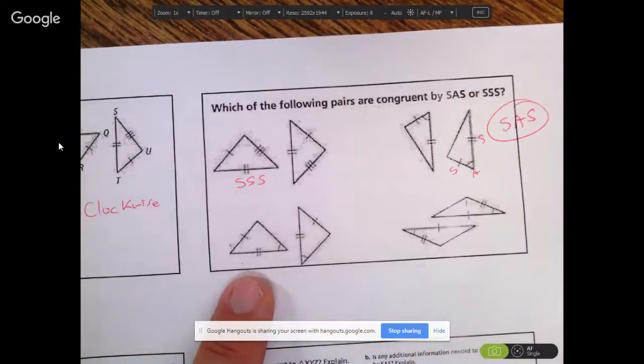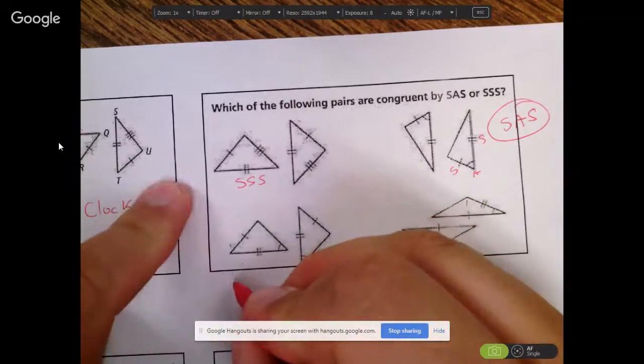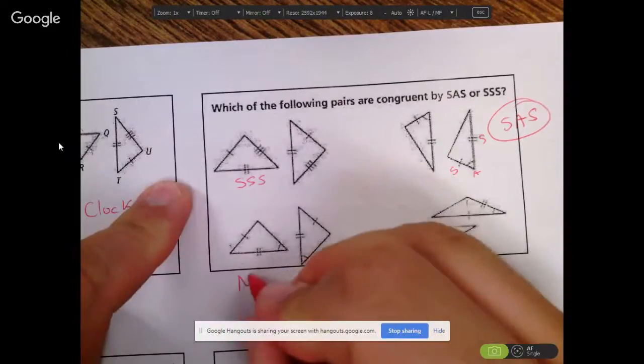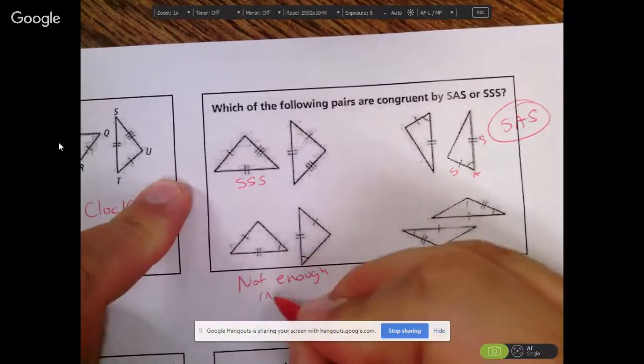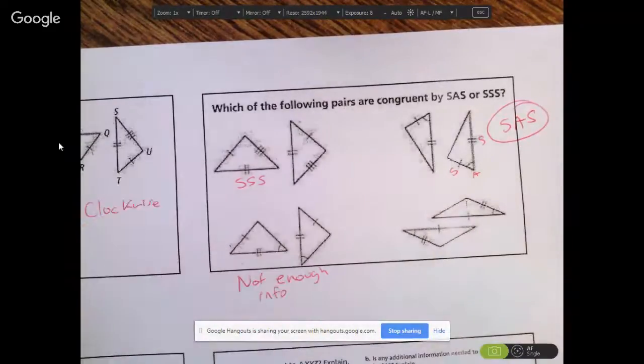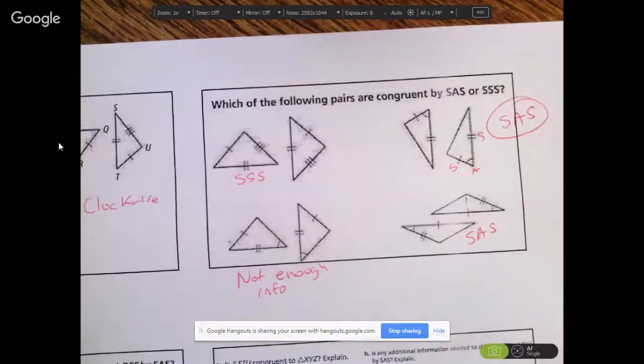No, it's not. Angle side side. Are we allowed to use angle side side? We're not, because there's an angle. So on this one, we say not enough info. We would need either another angle or another side. This one is side angle side. So do you see how the angle has to be in between? Just because you have an angle on two sides doesn't make it work.